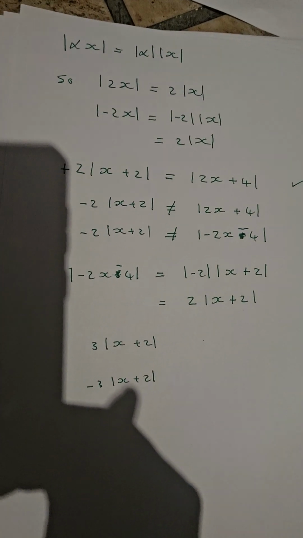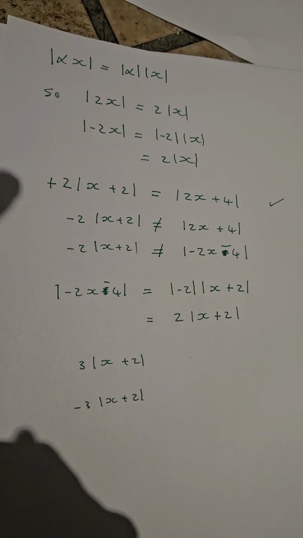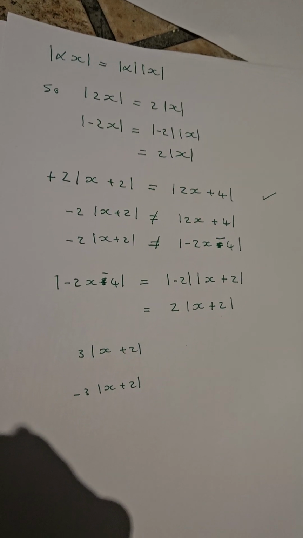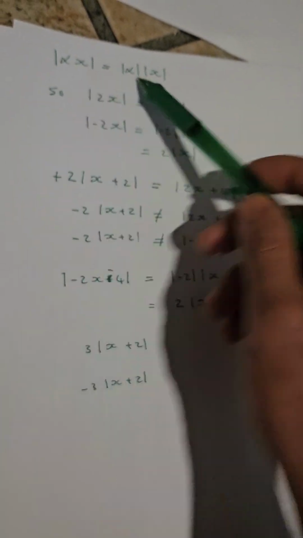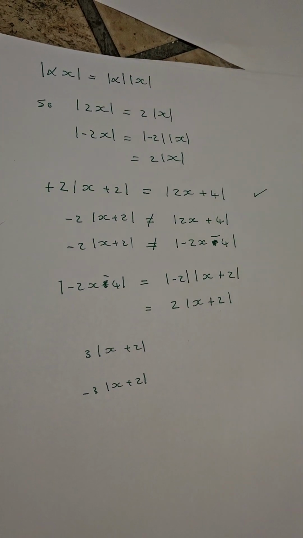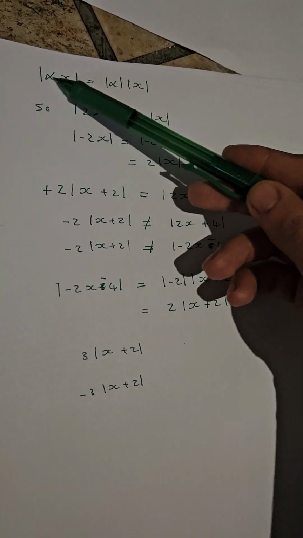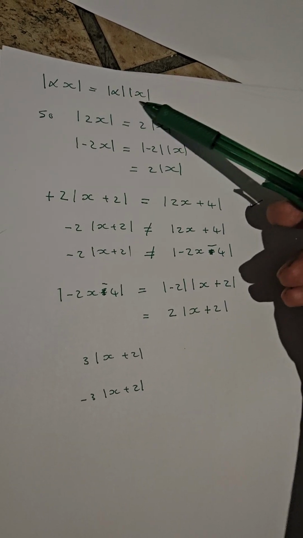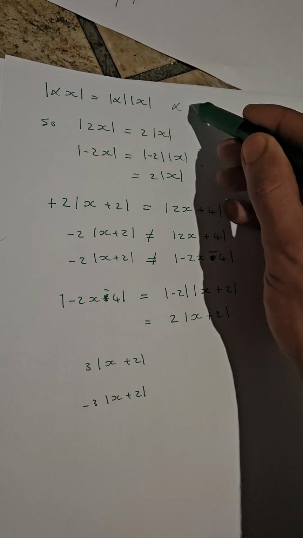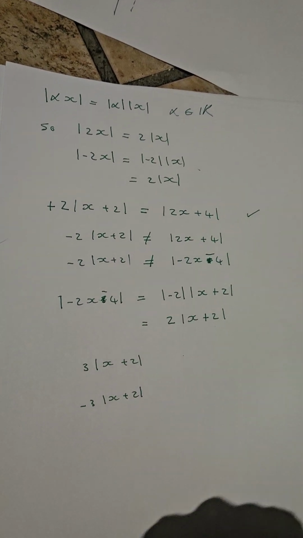Okay, some description on how absolute values work. Absolute values have a fact that if I have alpha and x multiplied inside an absolute value, it's the same as the absolute value of alpha times the absolute value of x. This is for any real number alpha.